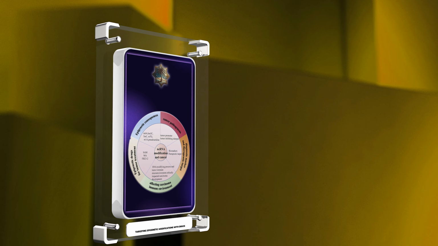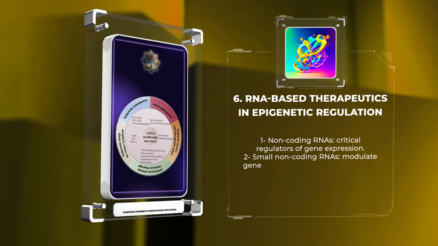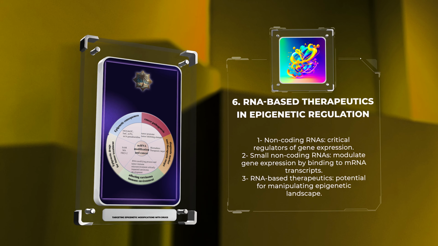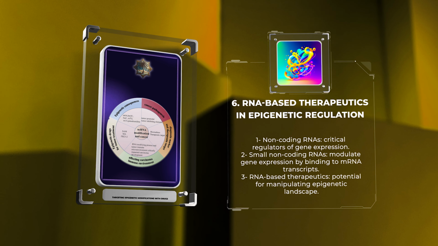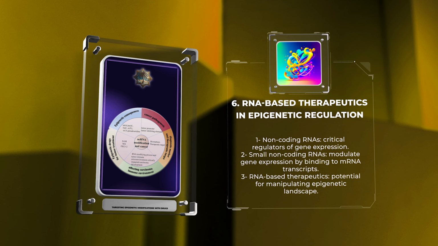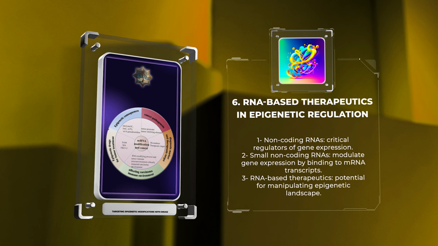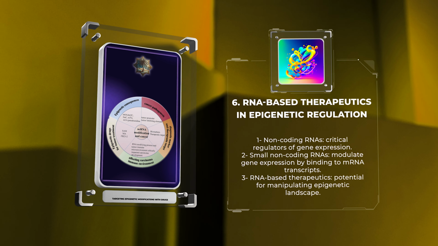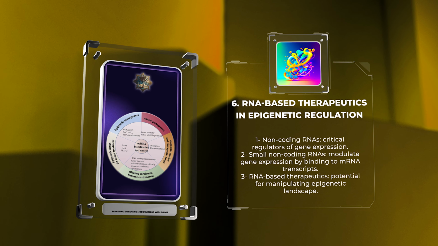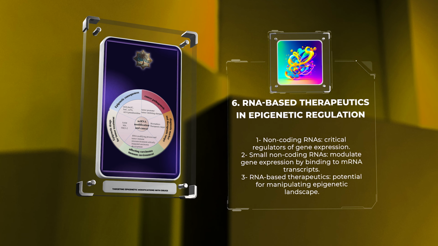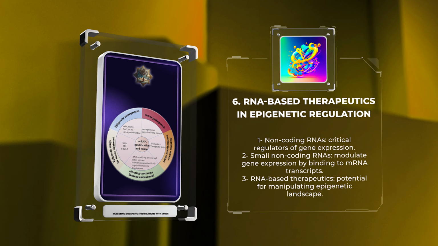Apart from DNA and histone modifications, non-coding RNAs have also emerged as critical regulators of gene expression. Small non-coding RNAs, such as microRNAs and long non-coding RNAs, can modulate gene expression by binding to mRNA transcripts and influencing their stability or translation efficiency. Harnessing the power of RNA-based therapeutics holds great promise in manipulating the epigenetic landscape for therapeutic purposes. Techniques such as RNA interference, RNAi, and antisense oligonucleotide therapy offer exciting possibilities for targeting specific genes implicated in diseases.